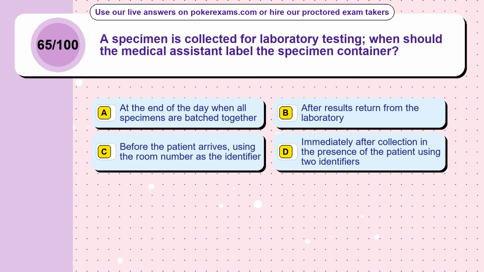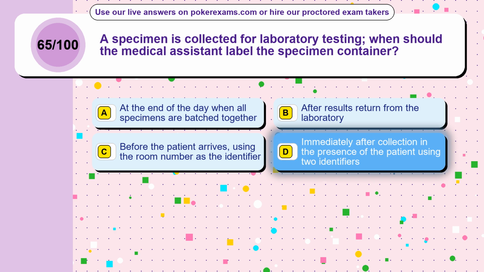Question 65. A specimen is collected for laboratory testing. When should the medical assistant label the specimen container? Option A. At the end of the day when all specimens are batched together. Option B. After results return from the laboratory. Option C. Before the patient arrives, using the room number as the identifier. Option D. Immediately after collection in the presence of the patient using 2 identifiers.